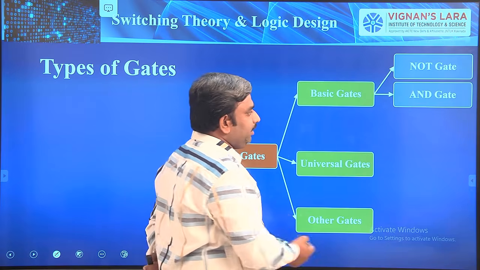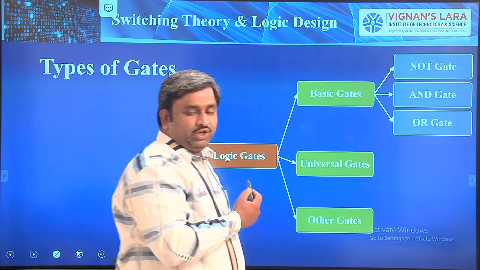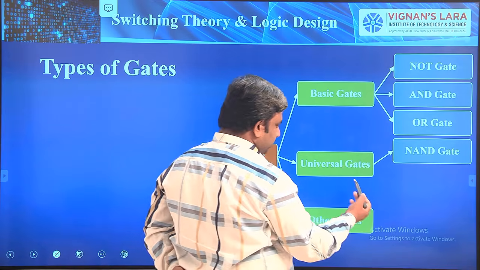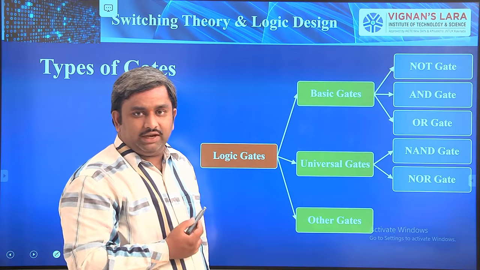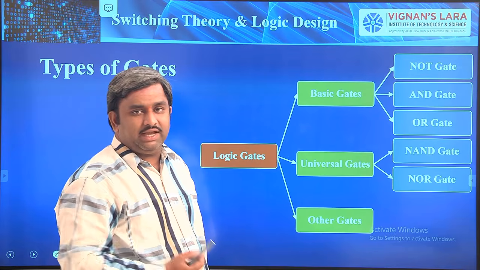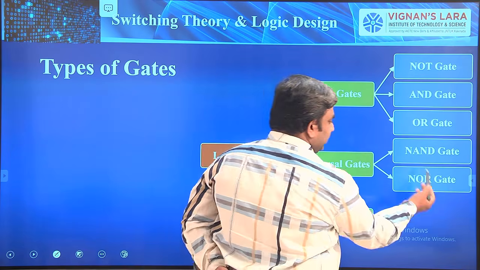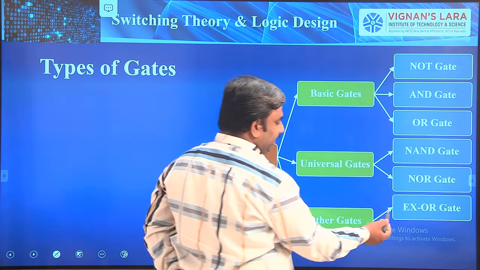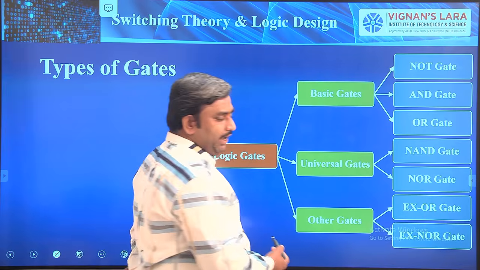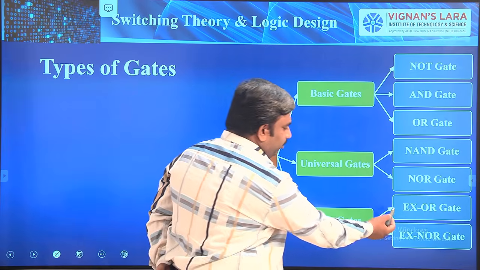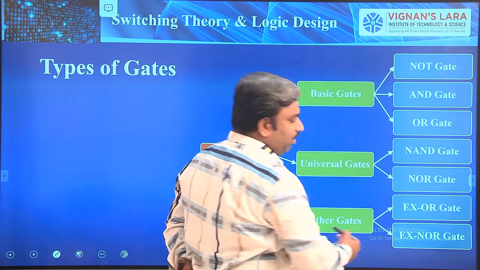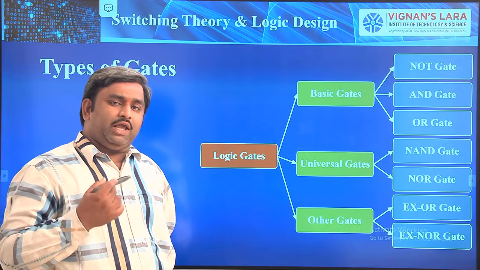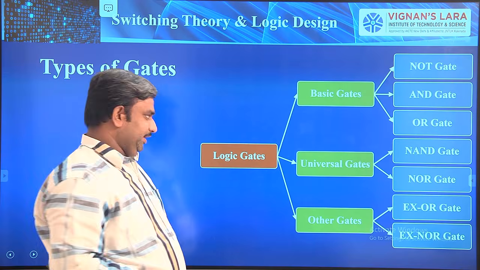Next, the second is AND gate and the third is OR gate. These are the three basic gates in digital logic operation. Next, coming to the universal gates, there are two types: the first is the NAND gate and the second is the NOR gate. Next, the other gates: here we have two types, the EXOR gate and the XNOR gate. These are very important gates. All seven are very important for implementing any type of digital functionality.